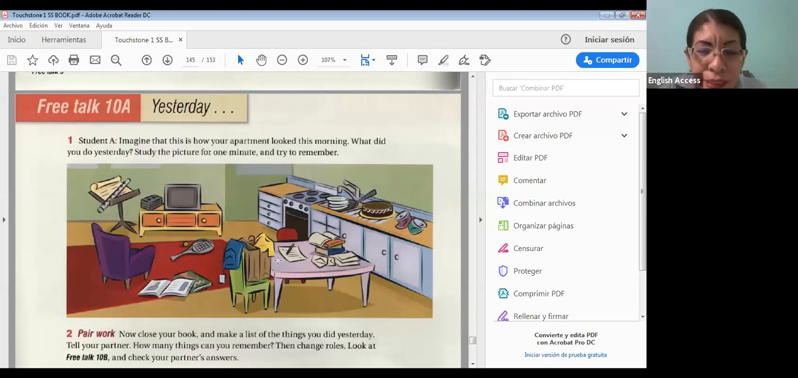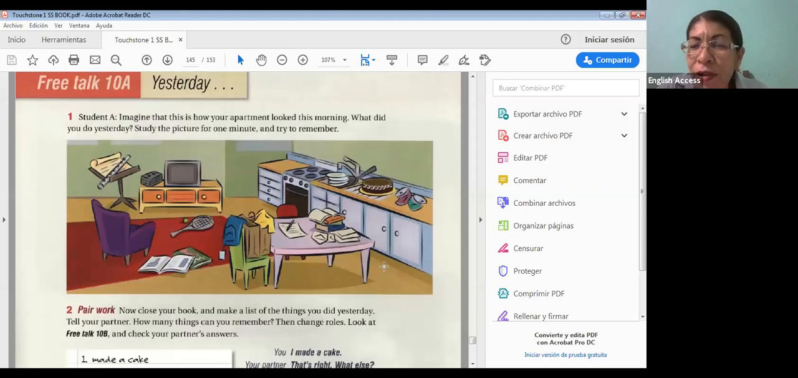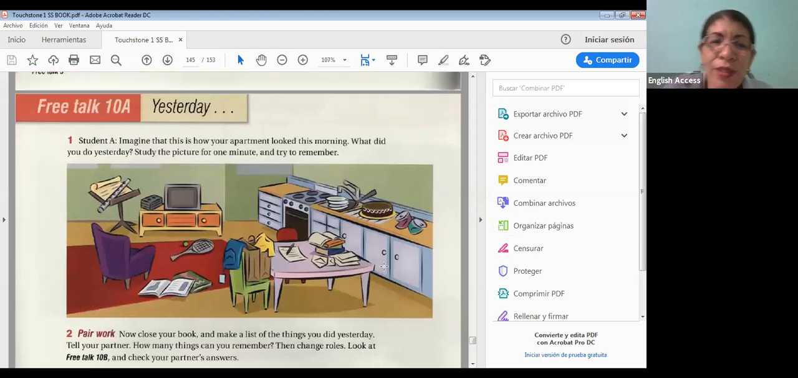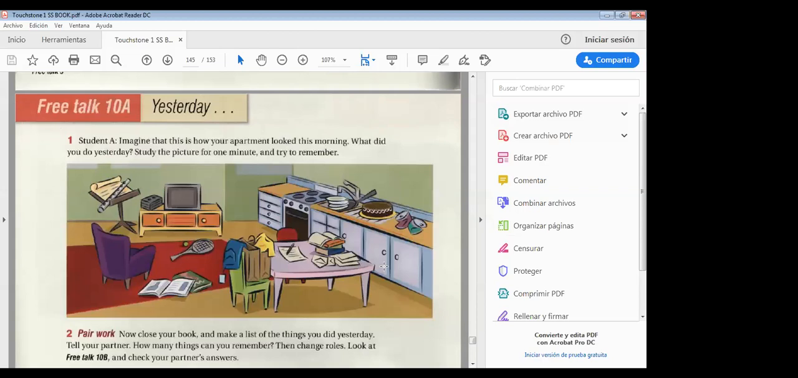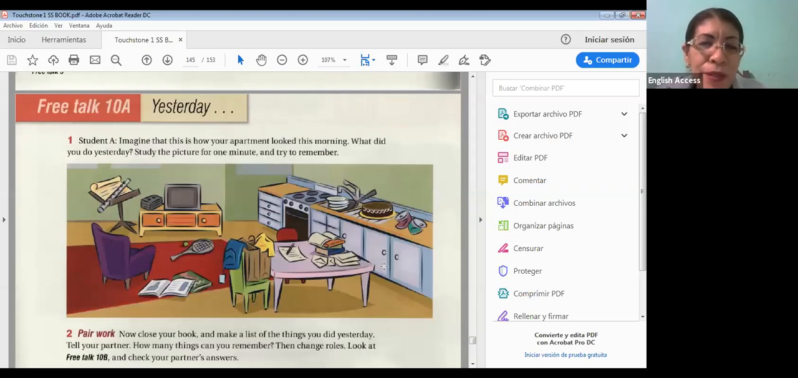Okay, so I'm gonna give you just 1 minute to study the picture, and when we finish, I'm gonna tell you stop, and you're gonna close your book. Okay, Luis? Okay, teacher. So here we go. You have 1 minute, Luis. So go ahead.